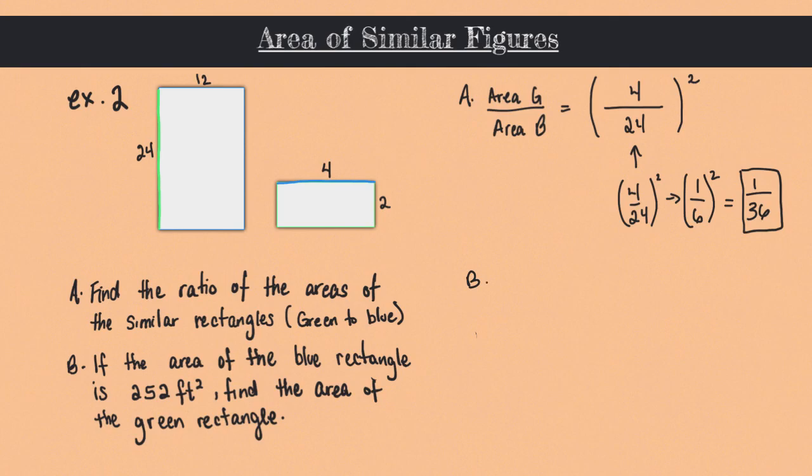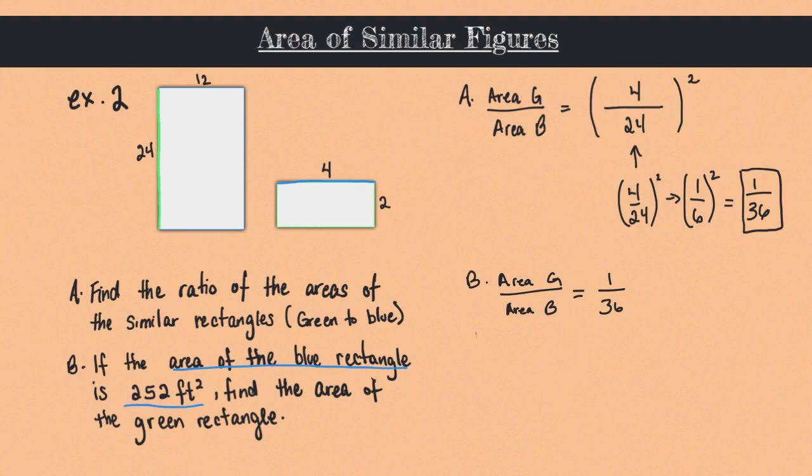Well, I'm going to rewrite the first part of part A. We know that the ratio of the area of the green rectangle to the area of the blue rectangle is going to be 1 over 36. Okay, that is the ratio, or the square of the ratio of our corresponding sides. Now, take a look at your question and see what information they've already given you. Well, in our question, they've already given us the area of the blue rectangle as 252.